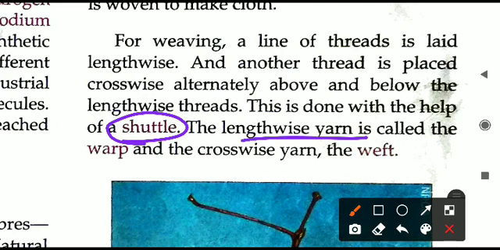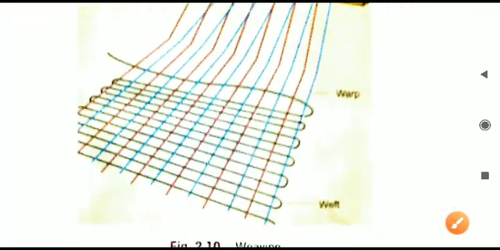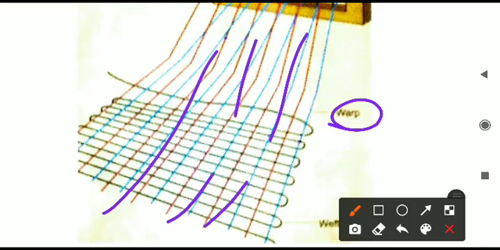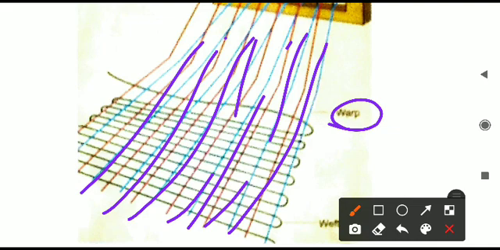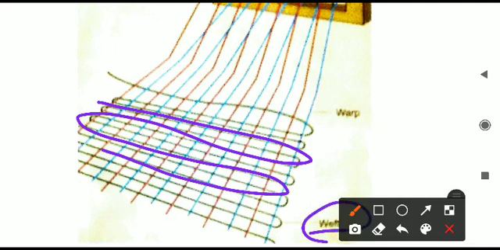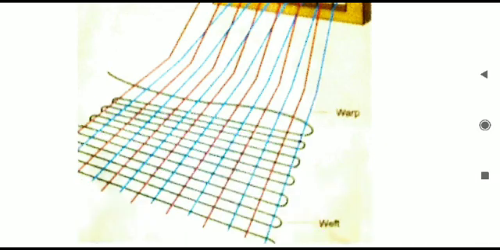So the lengthwise yarn is called the warp, the crosswise is called the weft. This one, let me show again. This is the warp. Here it is written warp. So lengthwise is called the warp. All these threads which are placed lengthwise, they are called the warp. And these fibers which are placed in the horizontal manner, they are called weft. You can see in your book also this particular thing.